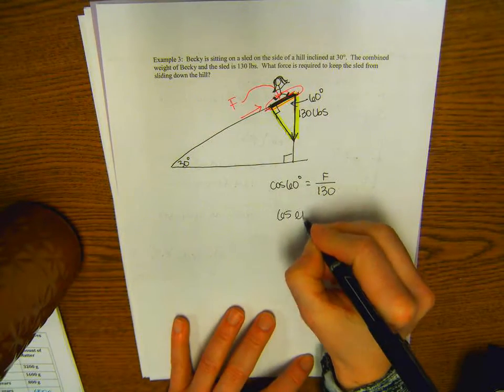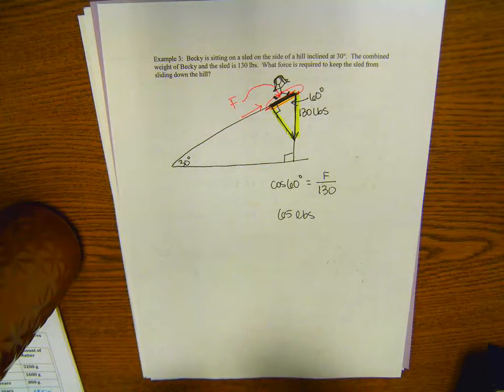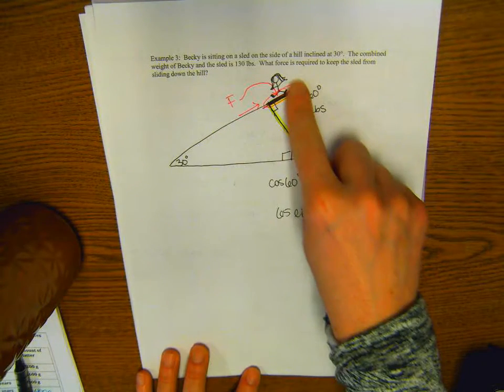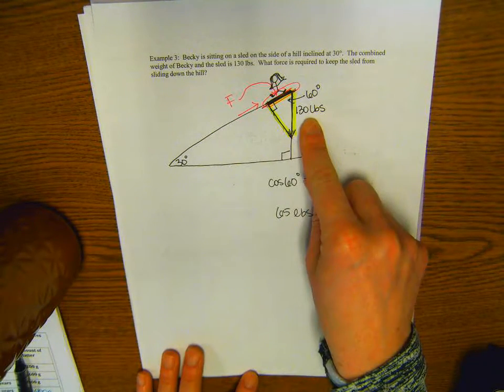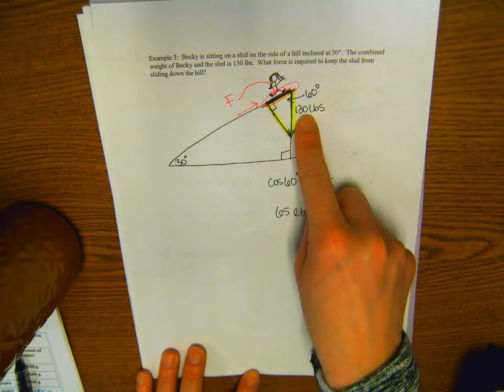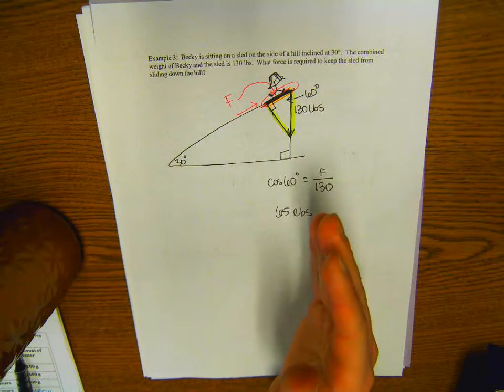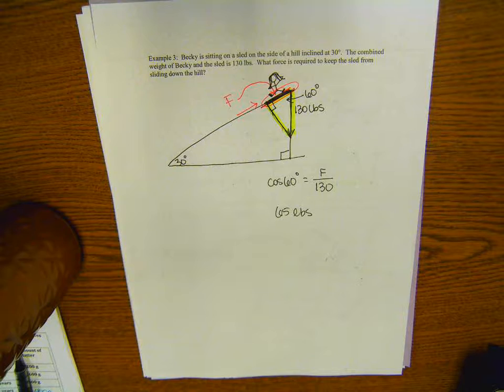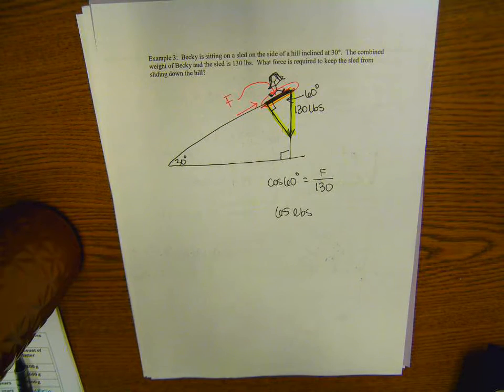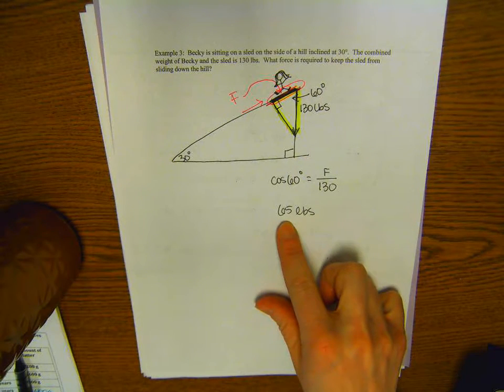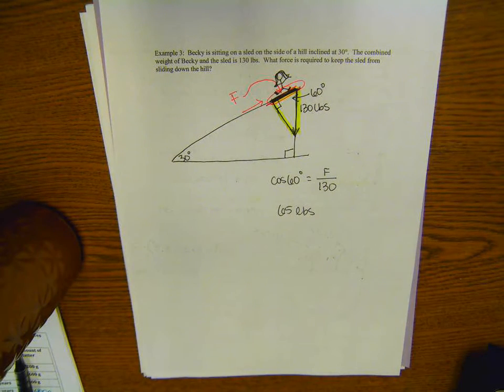Now I hope that makes sense, because part of this 130 is going this way, there's part of that 130 pounds that's working for her because it's holding her kind of still up there, but then another force would have to act, not as much, to keep the sled up, so 65 pounds. Does that make sense? Okay. All right, cool.